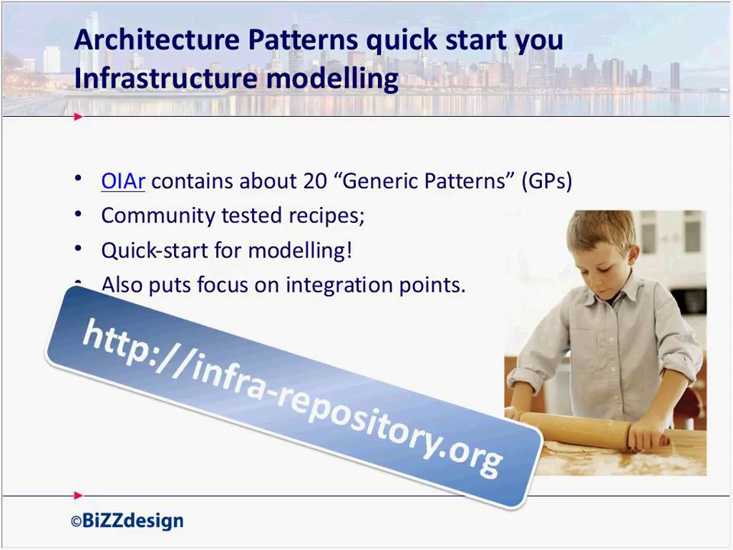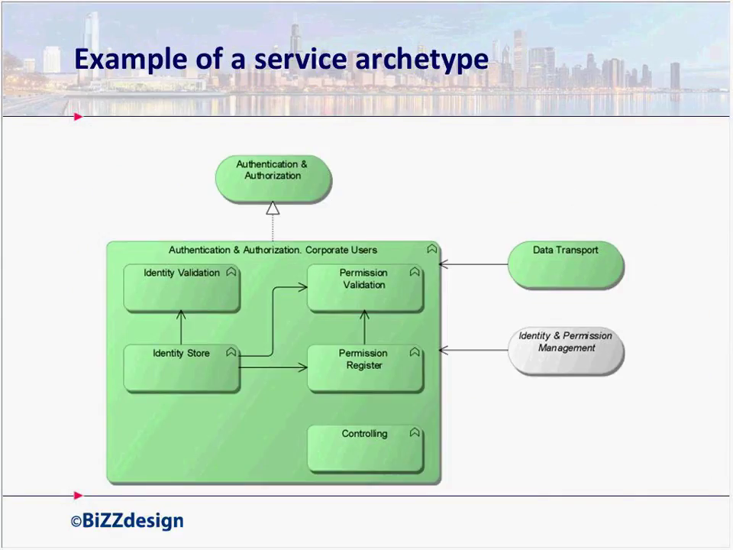Another thing is that these generic models are very, very well suited for requirement management approaches and inventories. I will show you later with a real-life example. Here we have an example of such a service archetype. So we have here authentication and authorization, and within authentication and authorization we have identity validation as a function, which needs an identity store where identity accounts are stored together with attributes like credentials, but also, for example, group memberships and stuff like that.